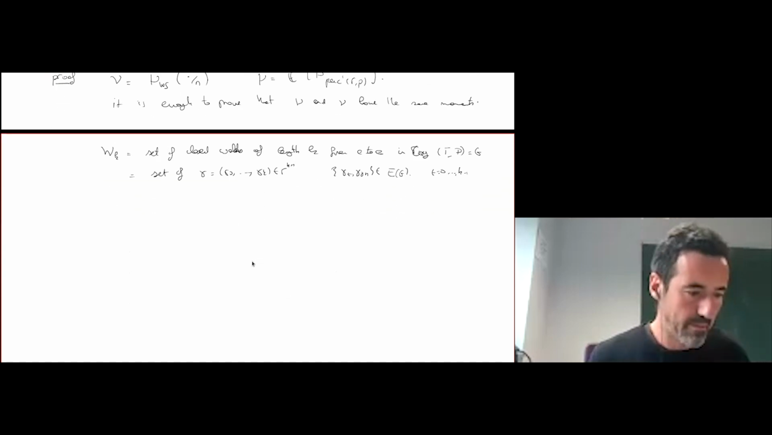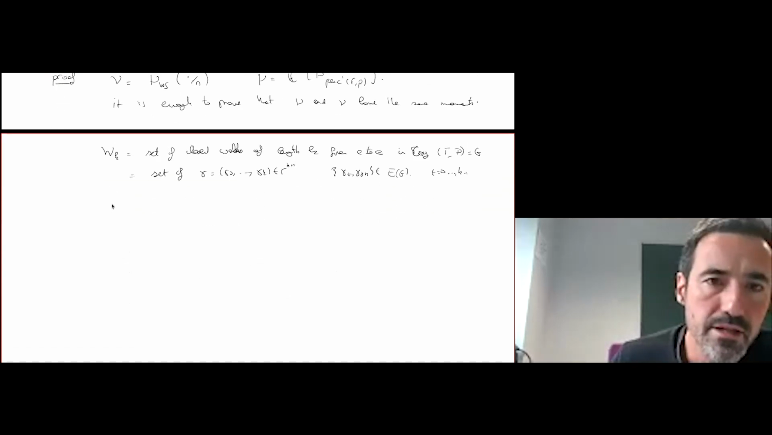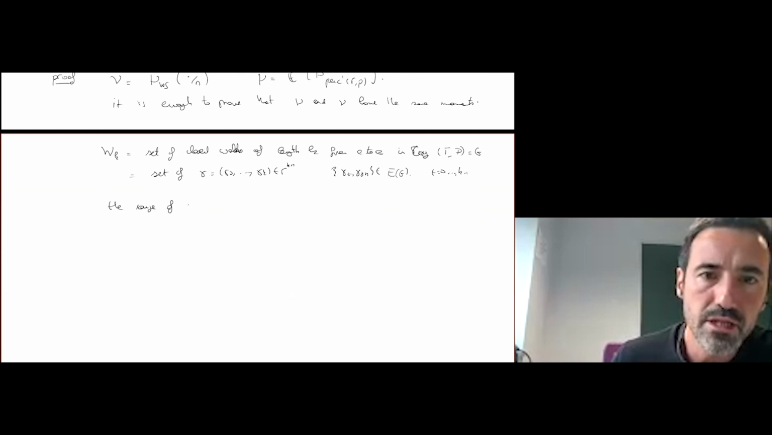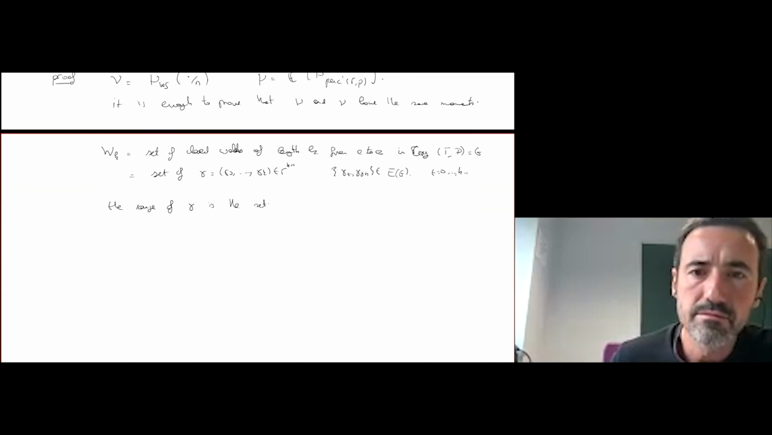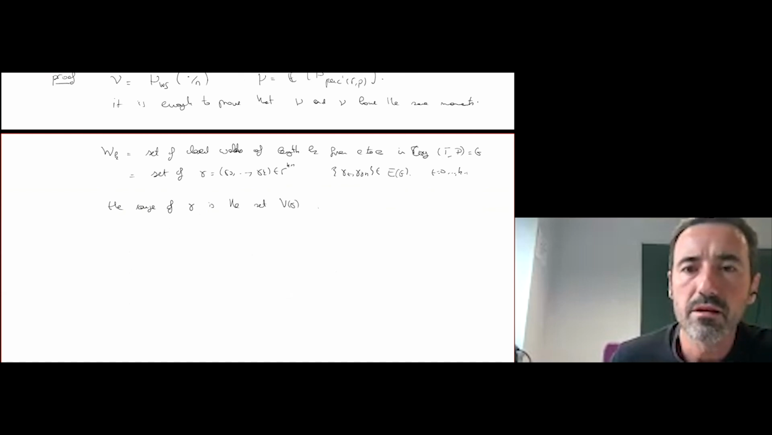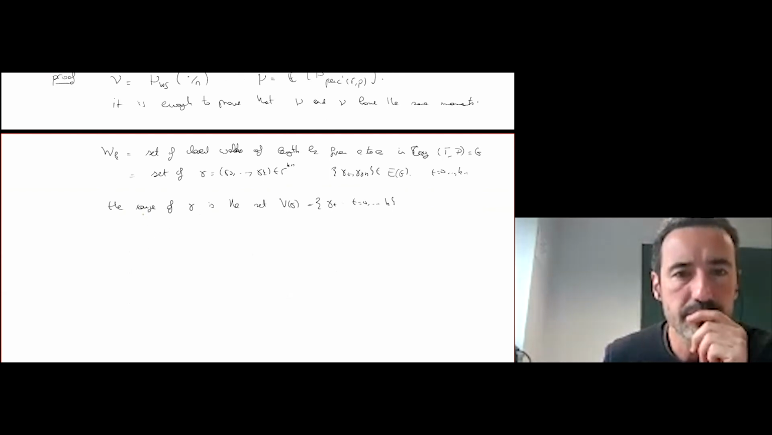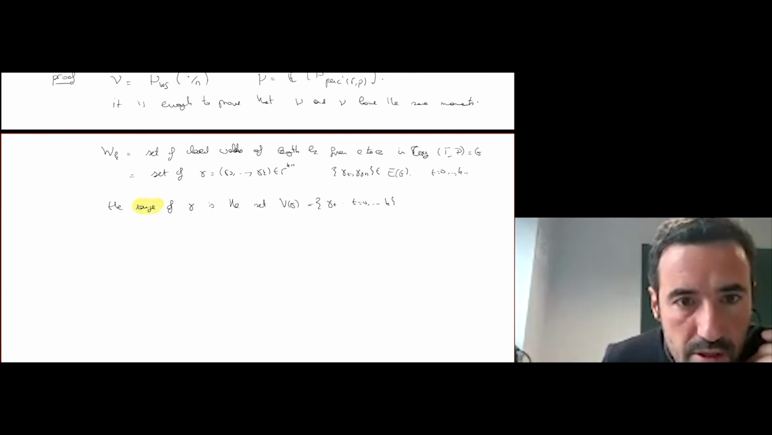Okay, so let's define the range of gamma. It is the set V gamma, which is the set of gamma t with t between 0 and k. This is a set of visited vertices, and it is usually called the range.